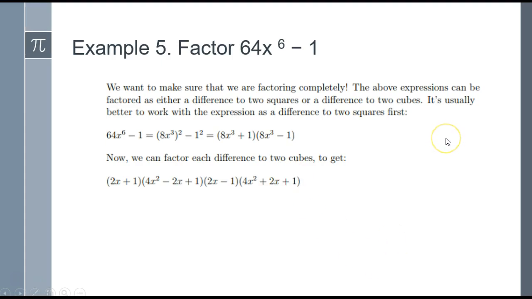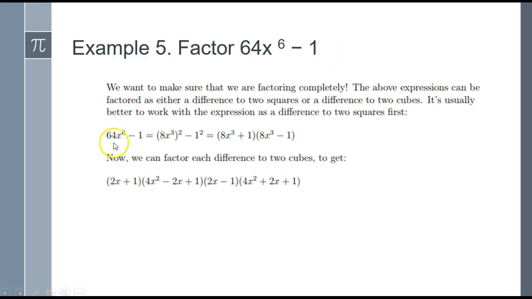Okay, so here's another one. It's a little tricky because we could factor this as the difference of two cubes, or we could factor it as the difference of two squares. I'm going to suggest you always start these with the difference of two squares. So x to the 6th is x cubed squared, and 1 can just be 1 squared.